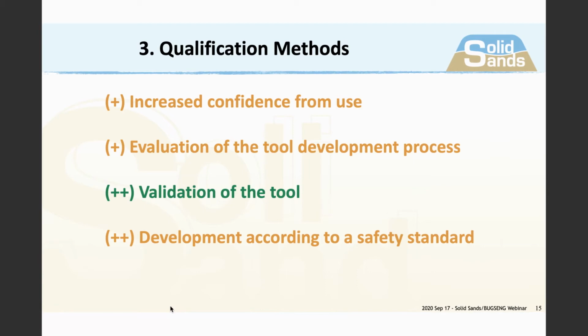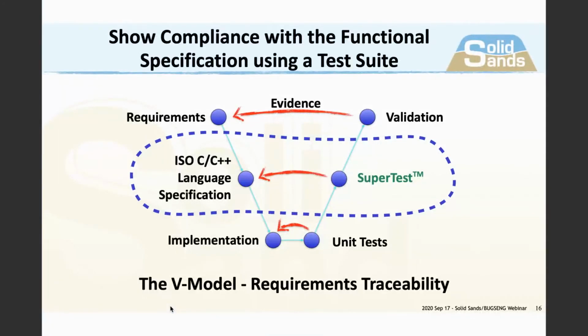Now, testing is not perfect in the sense that it will guarantee you to find everything. But if you have a good test suite, such as our Supertest test suites, then that will give you a good understanding of any errors in the compiler. So what we do with Supertest is validate the compiler against the language specification. By running the tests, we gather evidence that the compiler is compliant to the language specification. That's the basic thing that we're trying to do.